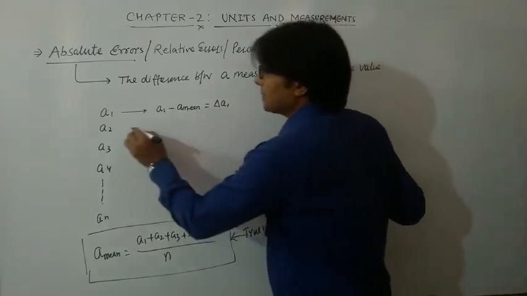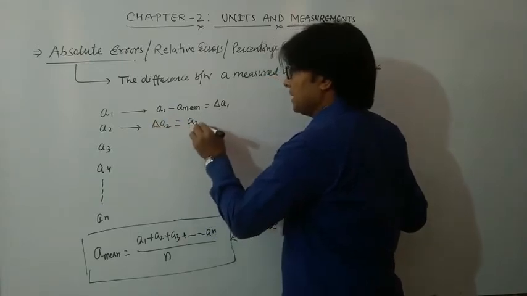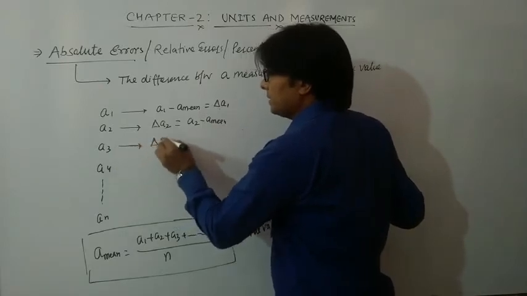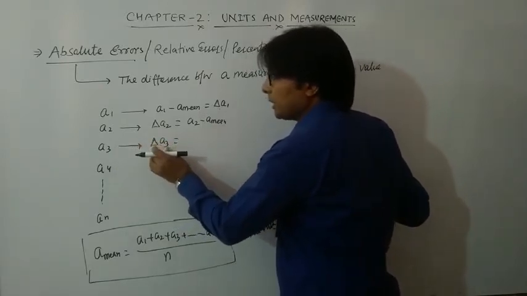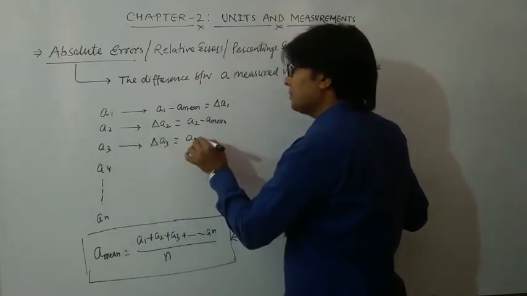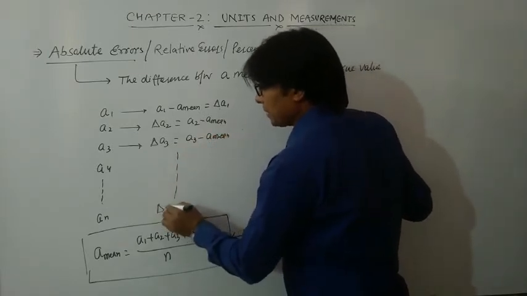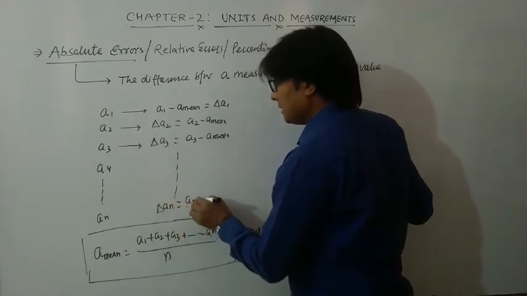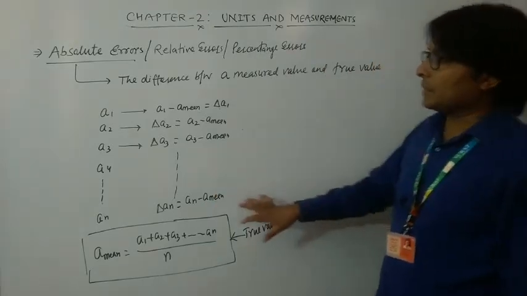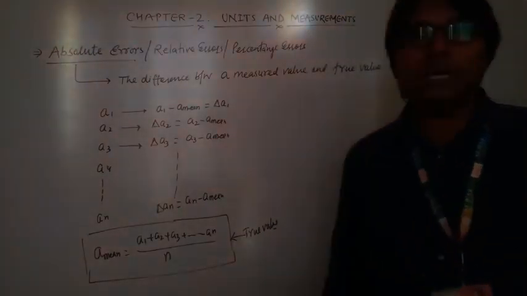Similarly you can have delta A2 as A2 minus A mean, and delta A3. What is delta A3? The absolute error in the measurement of the third reading. So A3 minus A mean. So this is how we can measure up to delta An, which is An minus A mean. By using this formulation we can calculate the absolute errors.